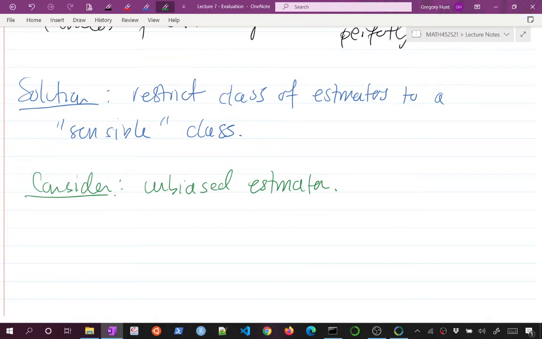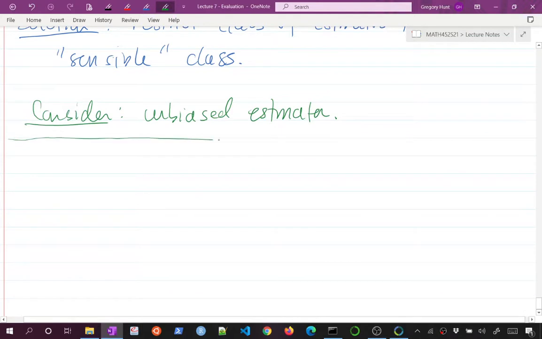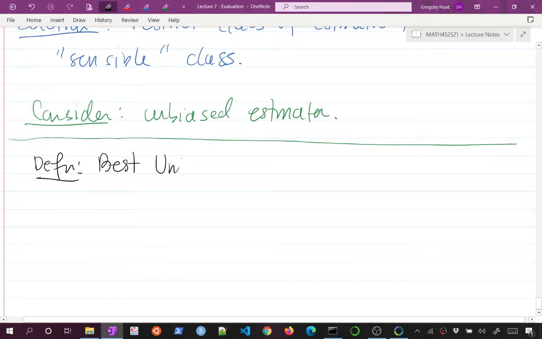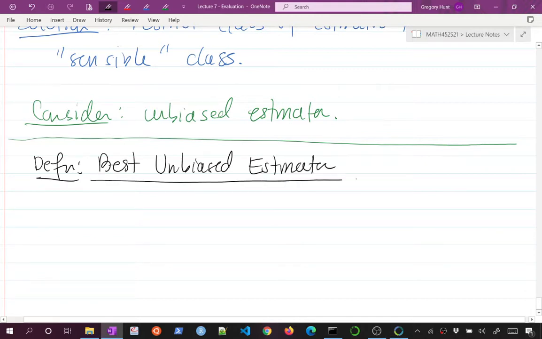And so this leads to our definition, which I'll write, and this will kind of be the end of this lecture. Definition: best unbiased estimator. And we're going to spend a couple of lectures talking about the situations in which you can find a best unbiased estimator, what it is, and so forth. So we'll spend quite a few lectures on this.